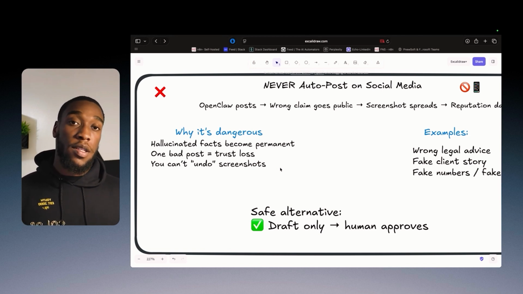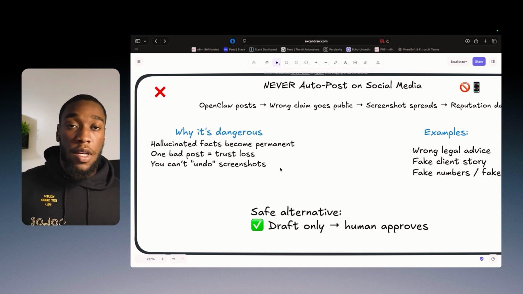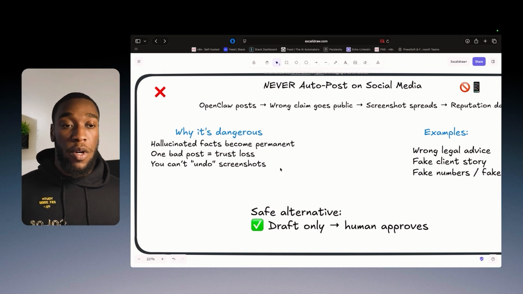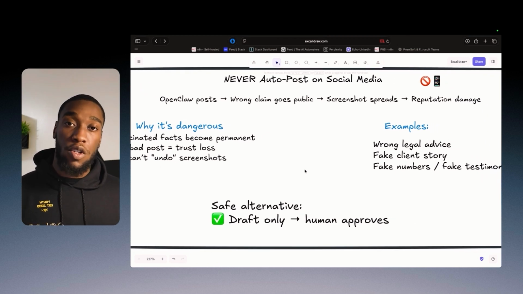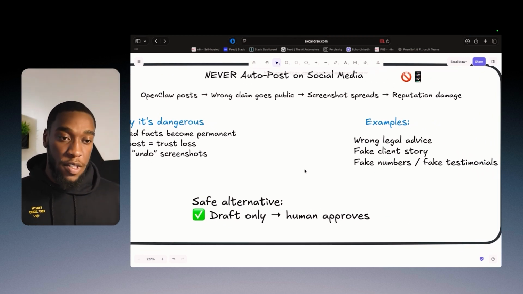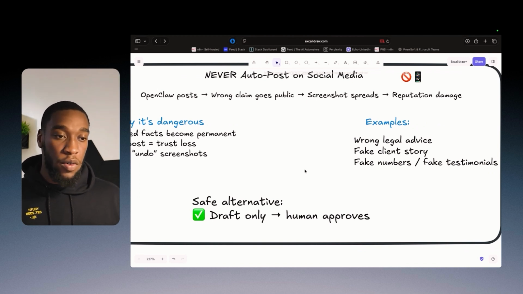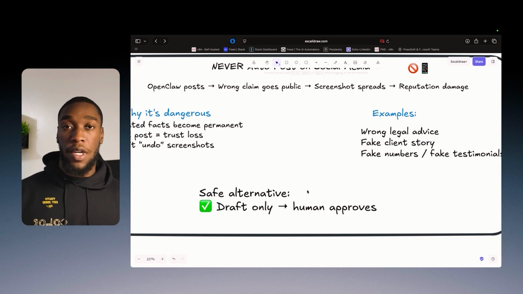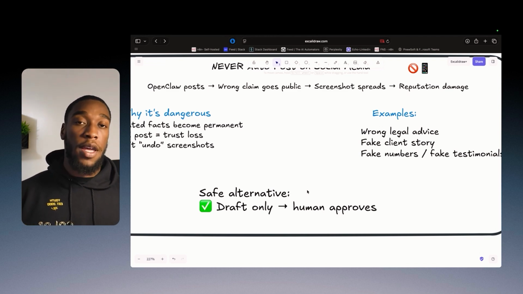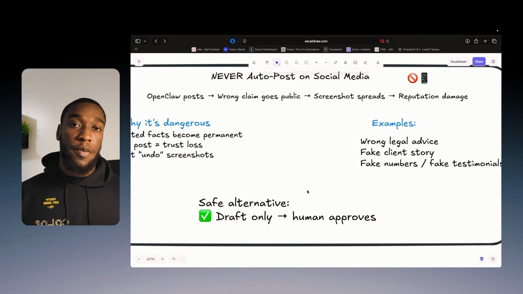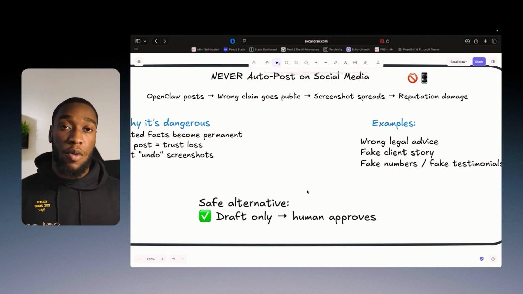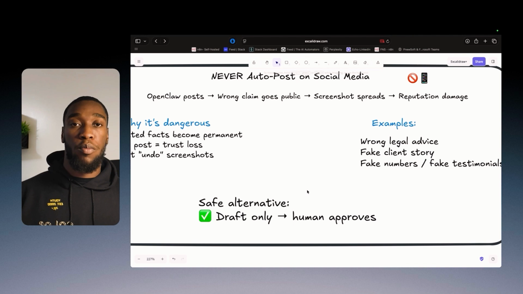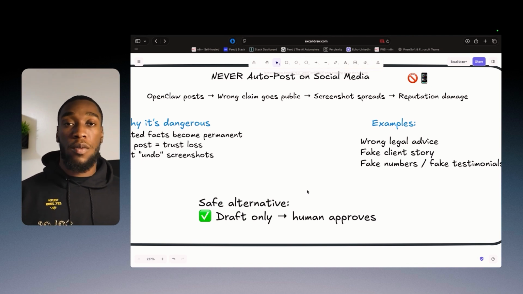So I think this is something that you should be wary of if you want to have some sort of features enabled where OpenClaw can use your social media accounts. I'll cover some examples like wrong legal advice, fake client stories, fake numbers, and stuff like that. And a safer alternative is to only use OpenClaw to create drafts for your social media accounts and then get some eyes on it for human approval. So at the same time, you're still not spending as much time doing any social media posting because you kind of delegate that to OpenClaw. But now you've added a human in the loop to really review any changes before they're finalized.